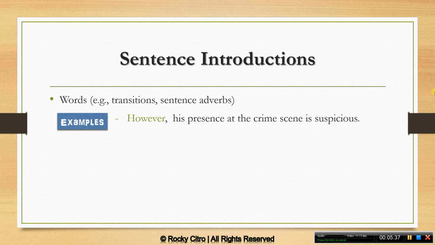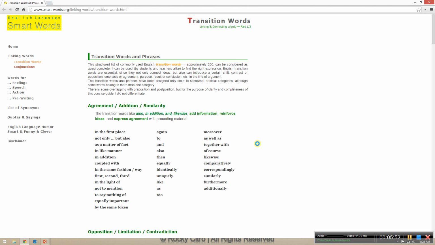So in this case, however, his presence at the crime scene is suspicious. We just need a comma after this intro word. This is a pretty simple idea, and I think most people get this right. So I won't spend a lot of time on it, but if you want to check out online, you can search for transition words and introductory words to sentences. There are a lot of good sites. I just came across this one today.